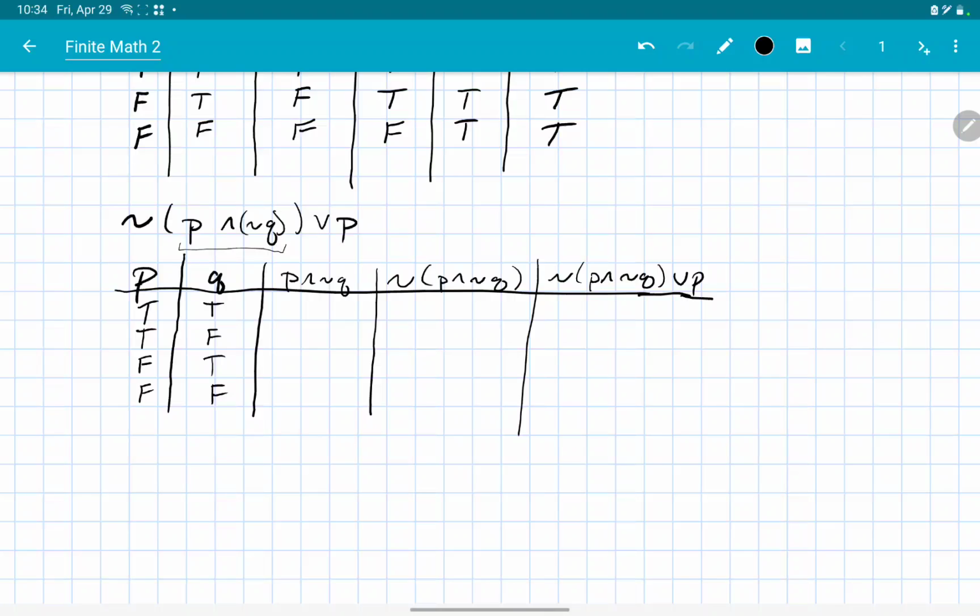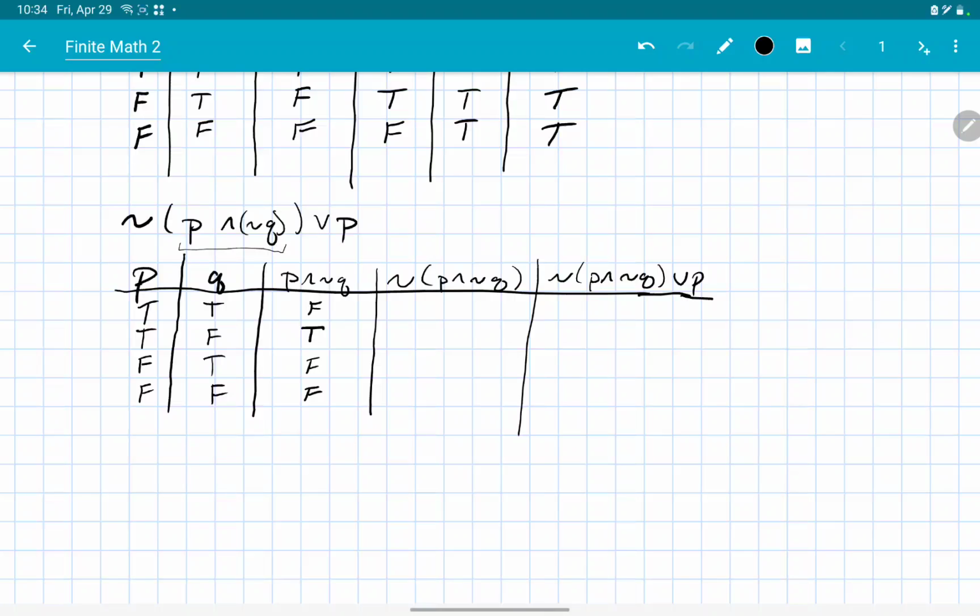Okay, so we want to look at P and not Q. So this is an and, so we need both P to be true and Q to be false. The only way this is true is this second row. Right? Otherwise, these are false. Okay, are there any questions about that column? Does that column make sense? We need P and not Q. And only one of the four possibilities has P and not Q.